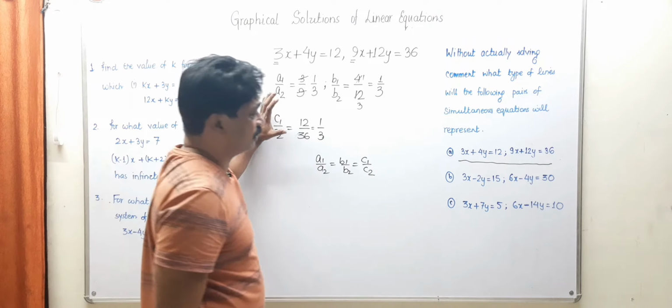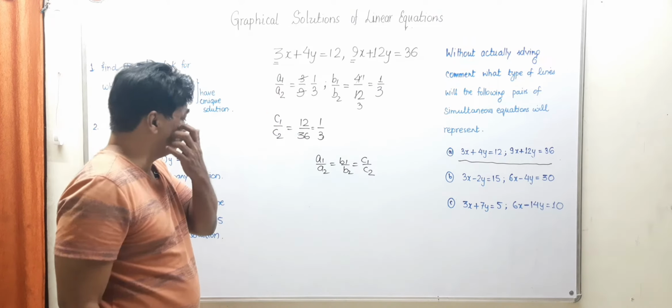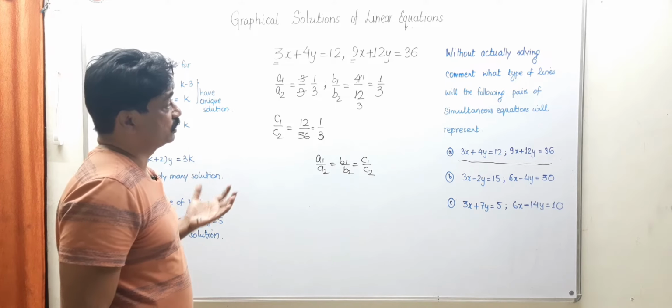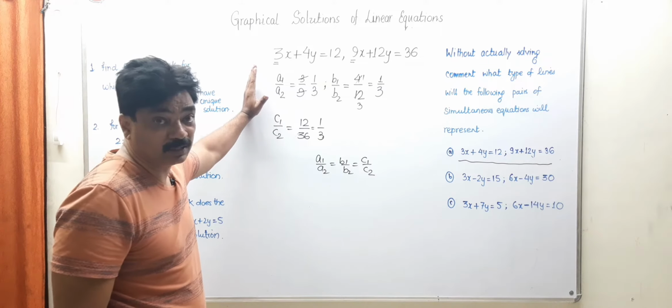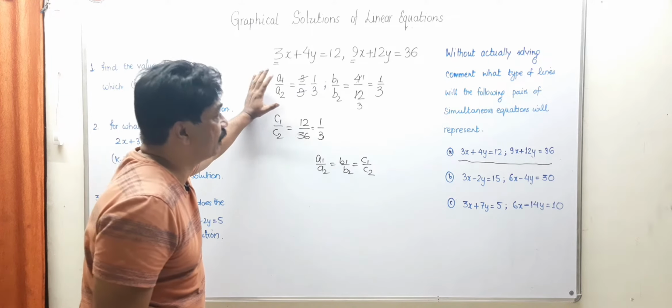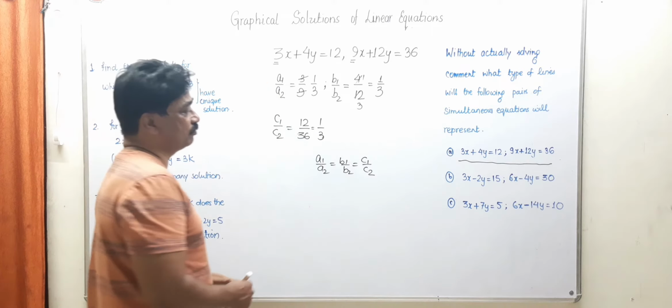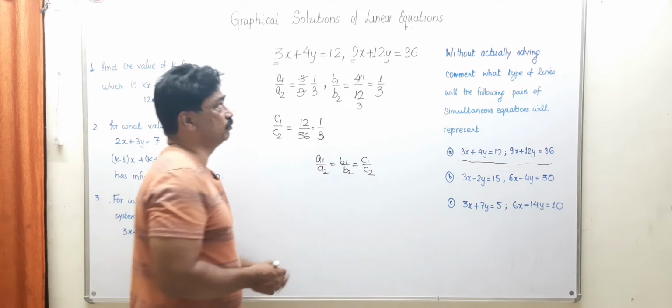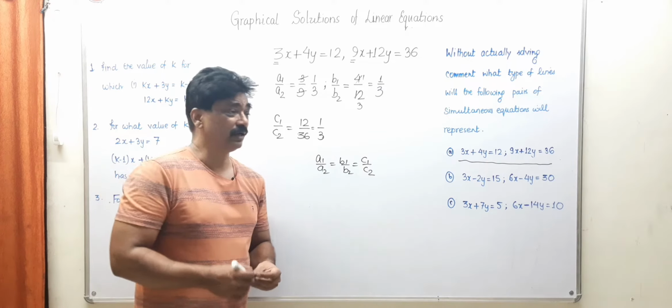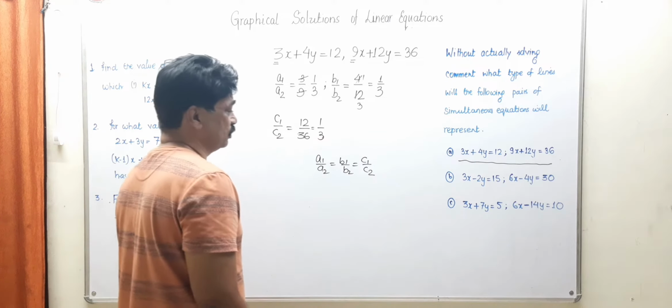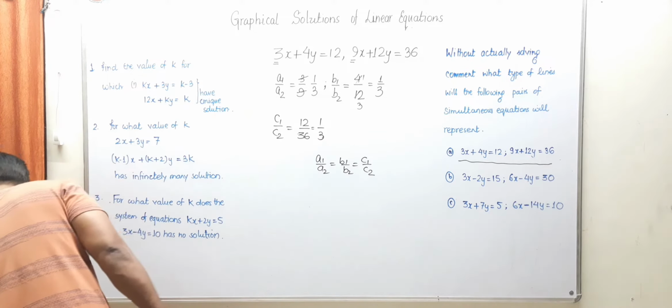So the equations will represent coincident lines, and they will have infinitely many solutions. That means on the graph they will be the same line, both the equations will be the same line and they will represent infinitely many solutions. Now let us move to the next question.